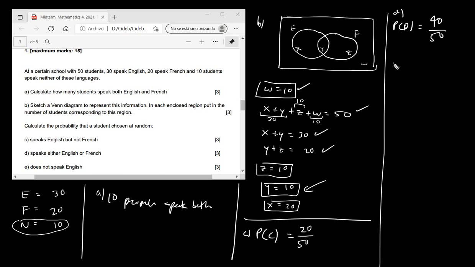over 50. And letter E: does not speak English. What are the people that do not speak English? They are either the ones that only speak French or the ones that speak neither. So it's going to be Z plus W, which is 20. 20 favorable ones out of 50. And that's it. These are your probabilities, and that solves the whole problem, I believe.